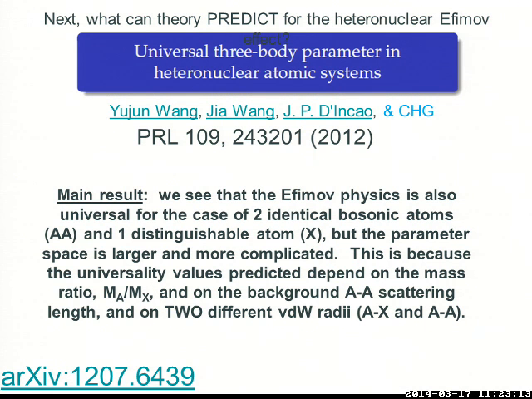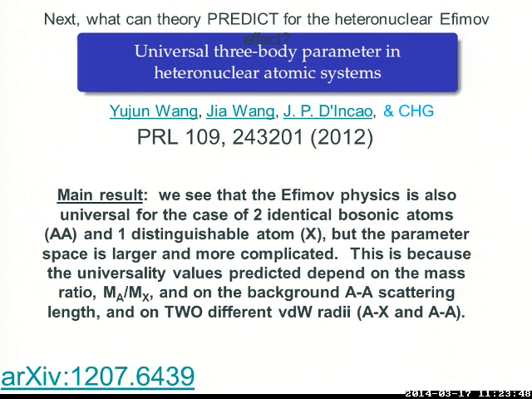I guess I have a little time to talk a little about the heteronuclear theory. We had made some predictions actually about the heteronuclear case in this project spearheaded by Yujun Wang with Jia and Jose as well. And we did find some universality for this system, but it's a much more complicated universality. And you can, I think, easily see why it's going to be much more complicated, because now the parameter space is suddenly much larger.